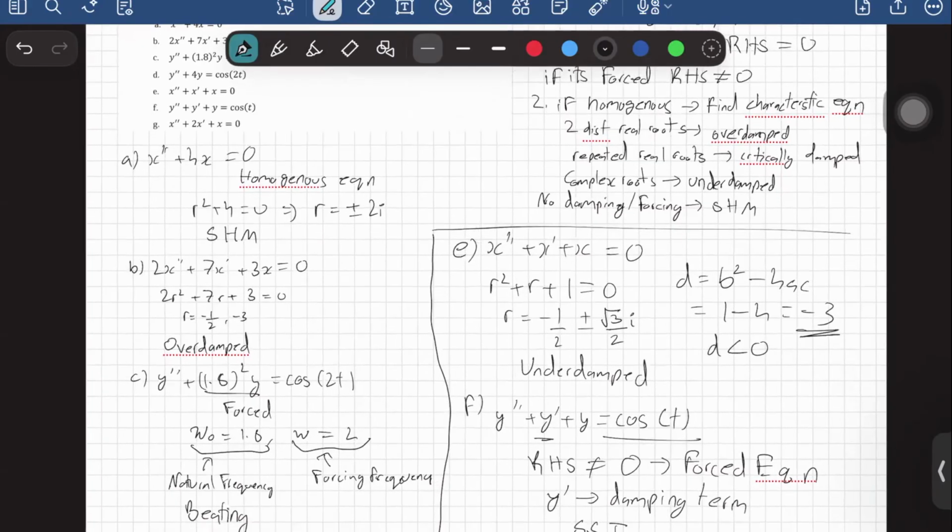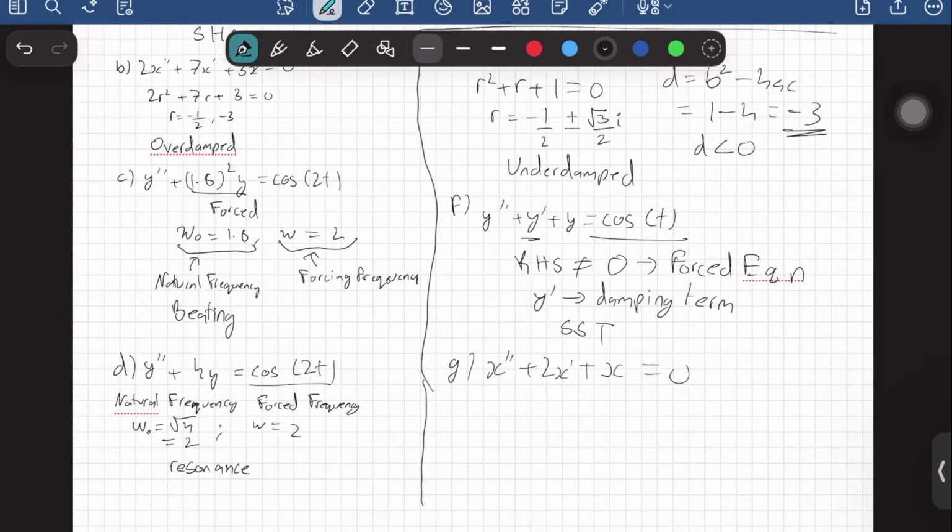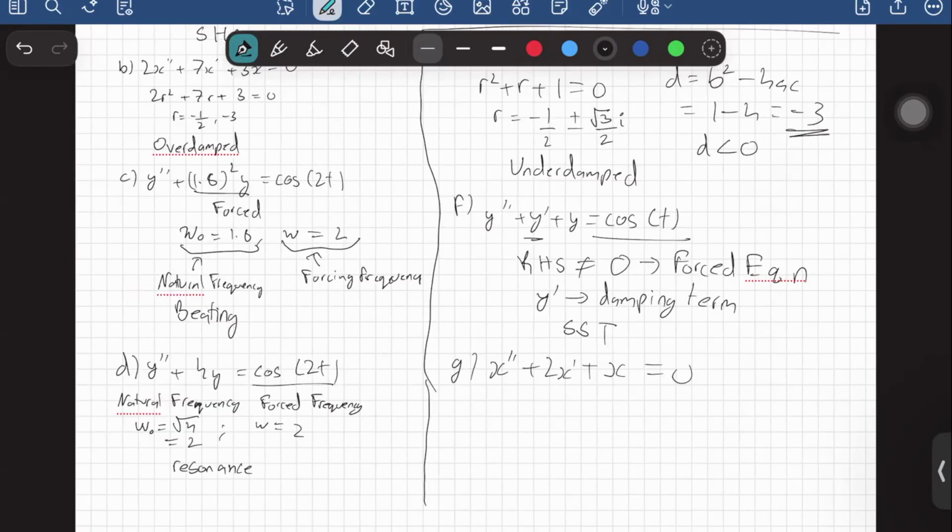x double prime plus 2x prime plus x equals 0, right? Since our RHS is equal to 0, we know that the equation is a homogeneous one. And right now we have to find the characteristic equation for this one. So it's r squared plus 2r plus 1 equals 0. We've seen this before as well. So it's r plus 1 squared equals 0, and these are repeated roots.